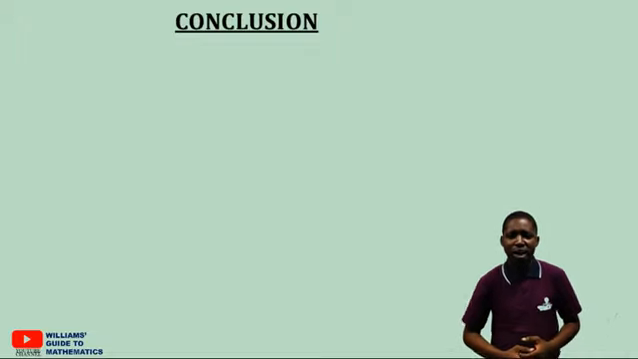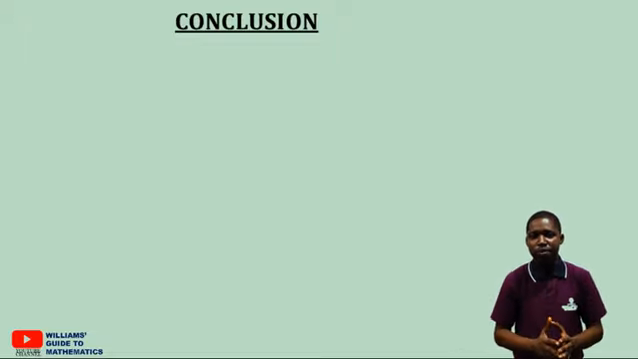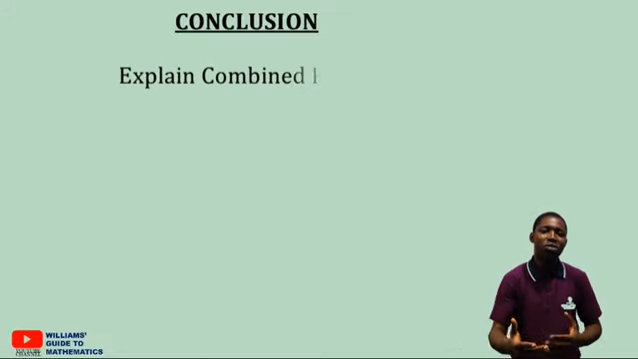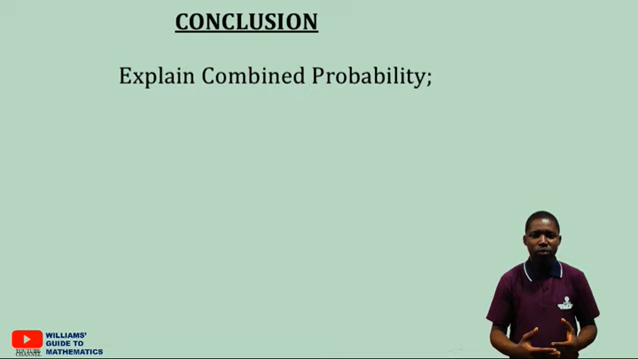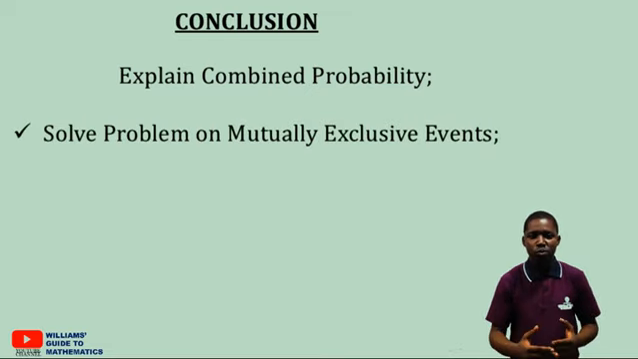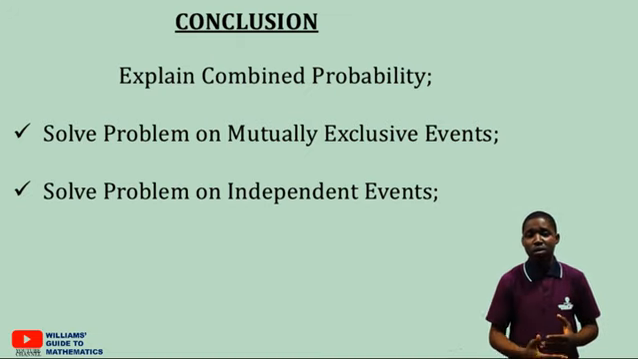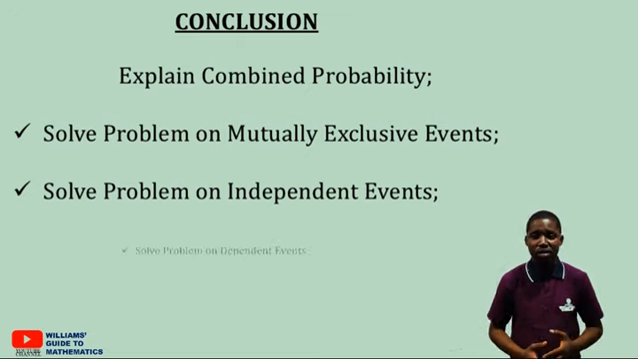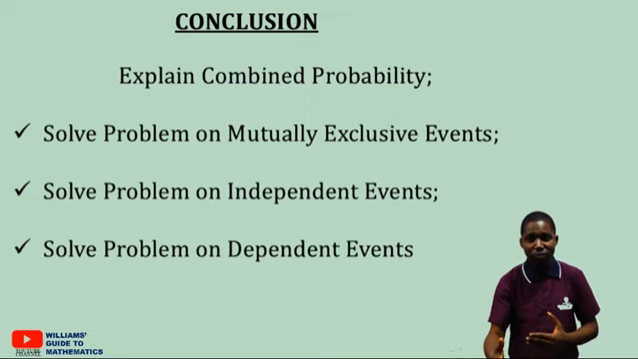Finally, we've come to the end of lesson 3 of probability, which happened to talk about combined probability. Under combined probability, we focused on mutually exclusive events. We also talked about independent events, and we talked about dependent events. We still have a lesson after lesson 3, which is lesson 4.